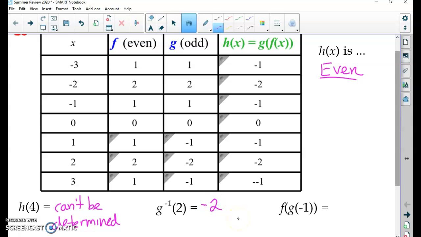And then f of g of -1 is similar to the function composition we did in h. G of -1 turns into 1. And then f of 1 turns into 1. And that should take you through the rest of number 16.